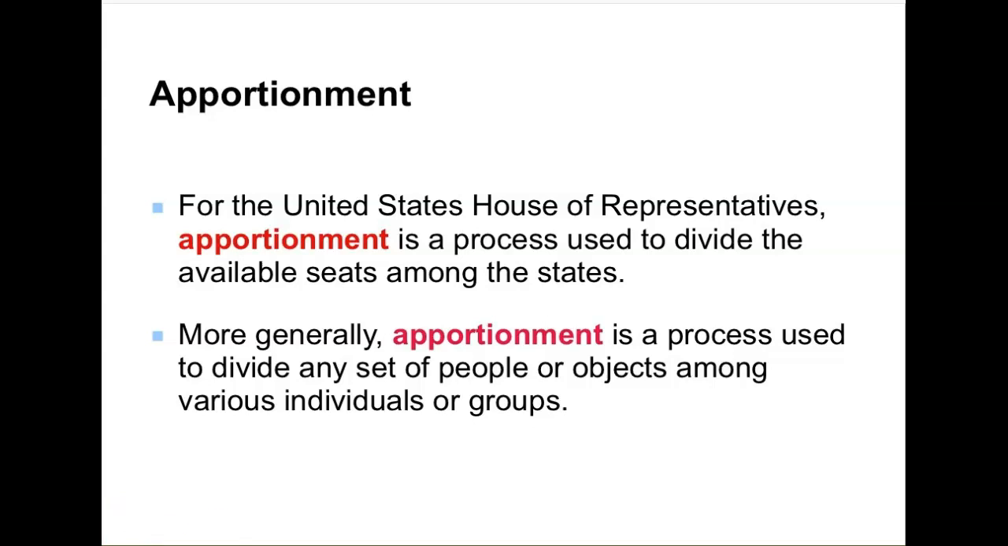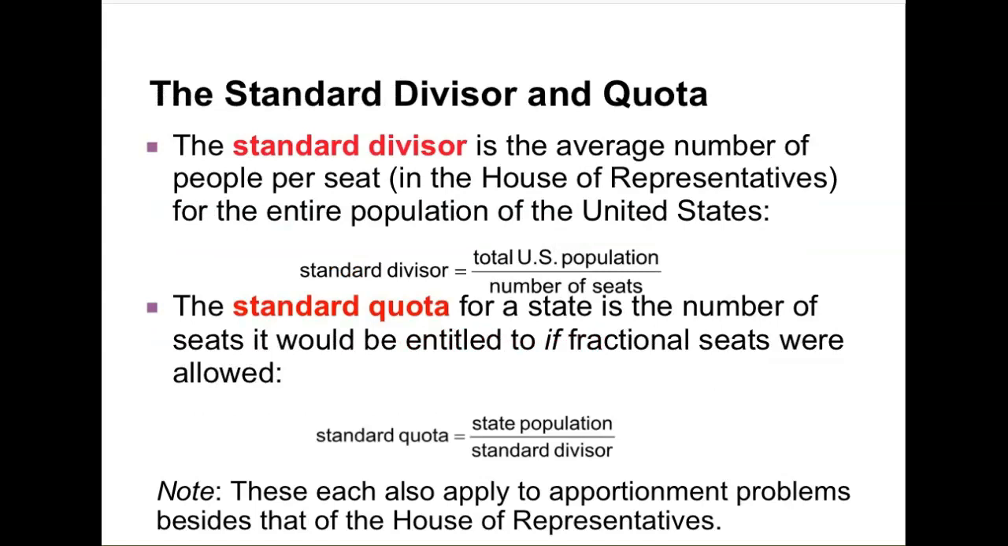And the House of Representatives requires a few more little definitions. Don't write down all of this nonsense. Here's what I want you to write down. I'll circle it in purple. We have this thing called the standard divisor. To get the standard divisor, you take the total US population and you divide it by the number of seats in the House of Representatives. That's called the standard divisor.